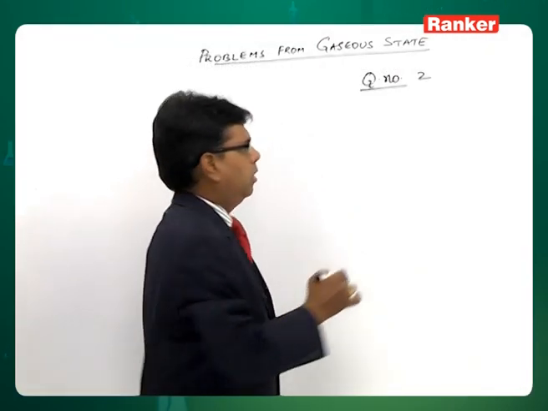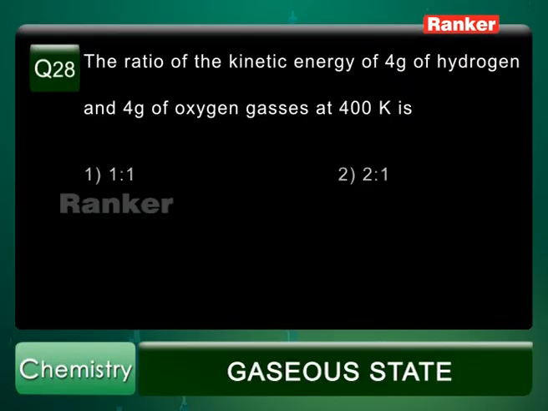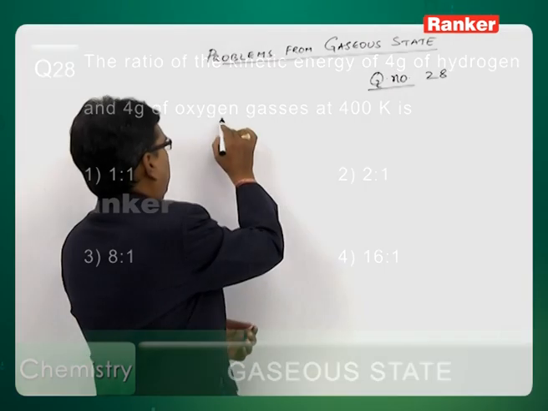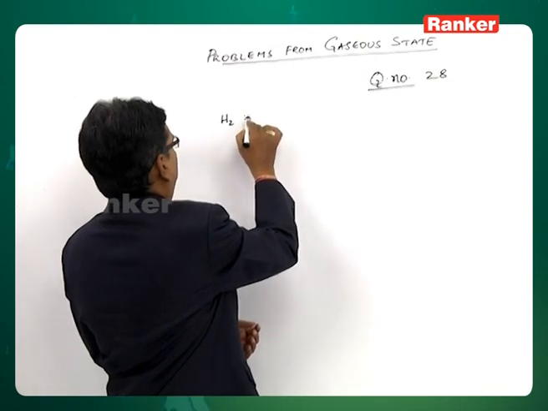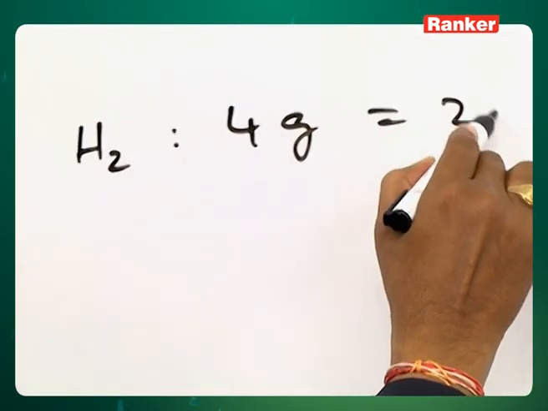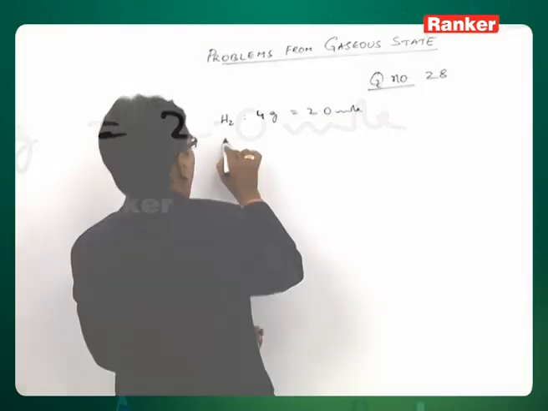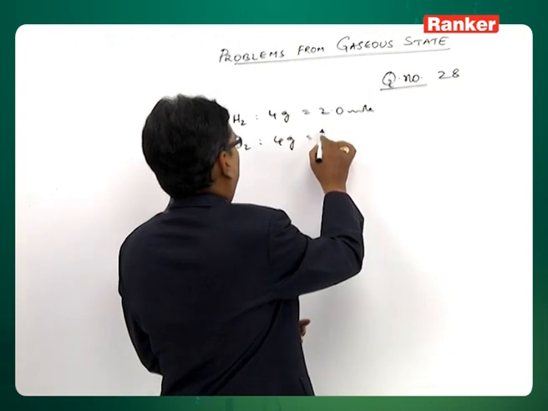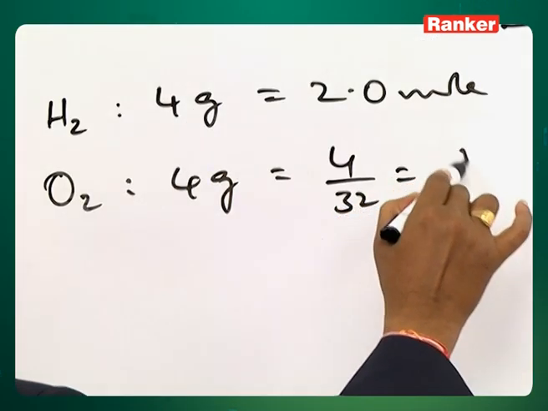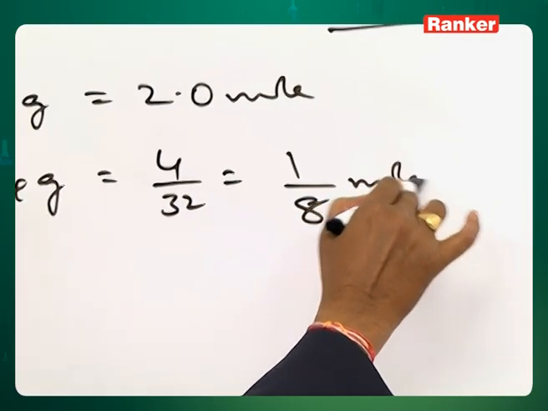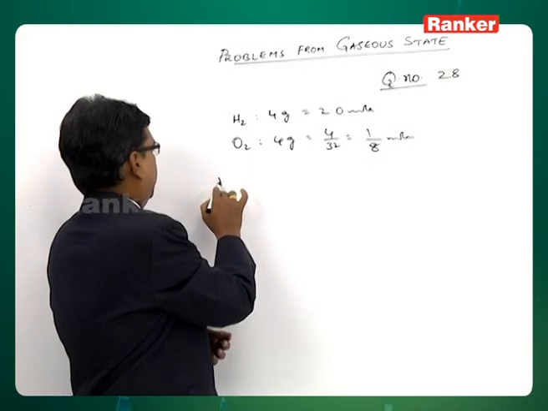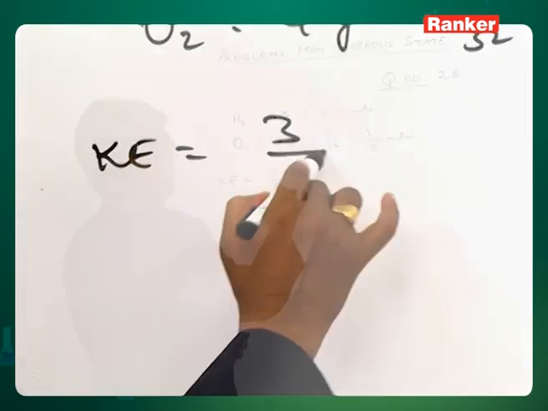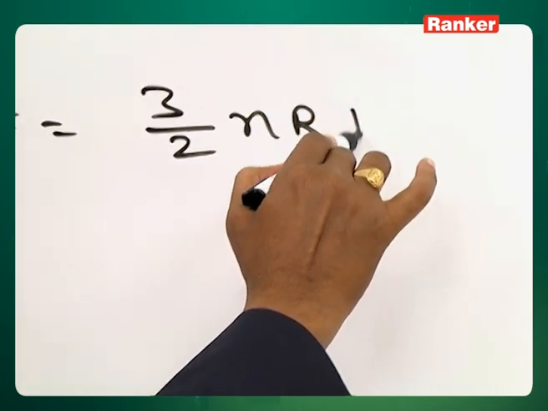This is question number 28. The ratio of kinetic energy of 4 grams of hydrogen and 4 grams of oxygen gases at 400 Kelvin is: hydrogen 4 grams is 2 moles, oxygen 4 grams is 4 by 32, that is 1 by 8 mole. Now, kinetic energy is equal to 3 by 2 nRT.